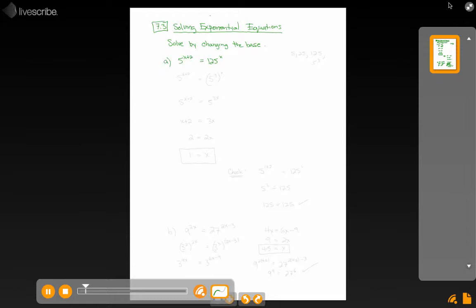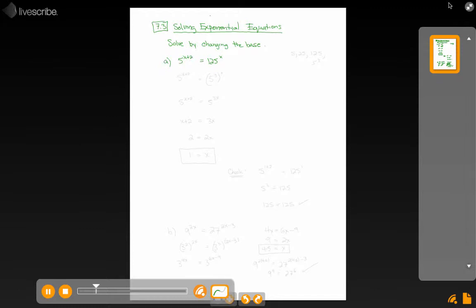Now it would be possible to solve this graphically, to graph y equals 5 to the x plus 2 carefully on your calculator, graph y equals 125 to the x, make sure your window settings are fairly big, and find where they intersect. And you've done graphical solutions throughout the course in various spots. What we're looking to do is change the base, in other words solve algebraically.